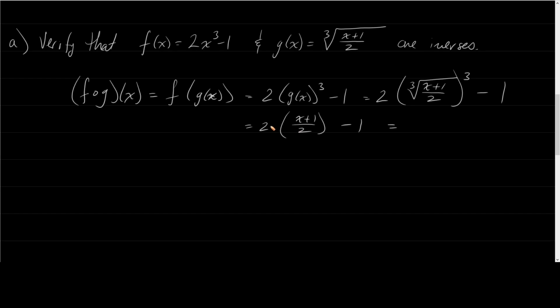And at that point, we say, well, the 2 and the 2's cancel each other out. So I have x plus 1 minus 1, which is just x. Good. Now let's look at g of f of x.